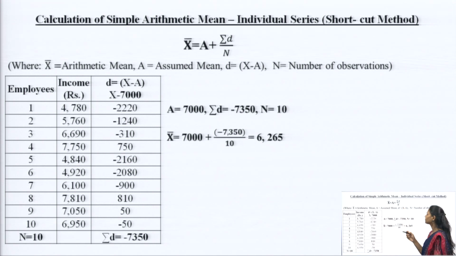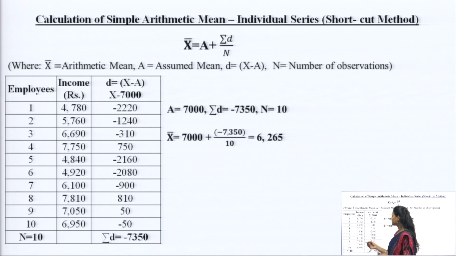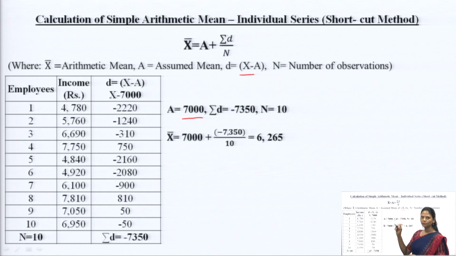What is a here, and what is d? a is called the assumed mean. We presume that one of the incomes could be the mean. You can take any; for example, I have taken 7,000 as a. Now d is equal to x minus a. X is your income, and a is the assumed mean, which I have taken as 7,000. So if I subtract 7,000 from x, I will get my small d.